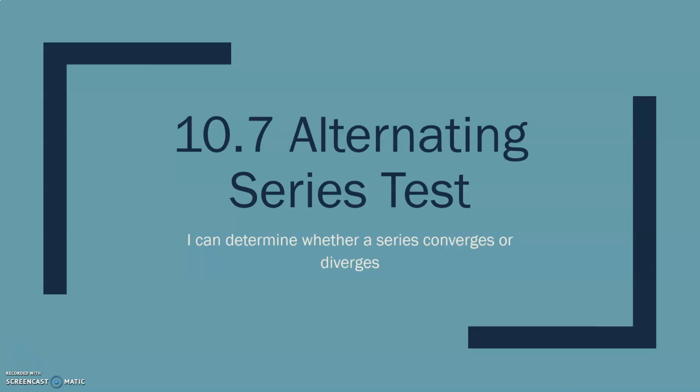The next section is the alternating series test. This is the test you'll use whenever your series has signs that alternate. So if you have 1 minus a half plus a third minus a fourth, that's an alternating series because the signs alternate.